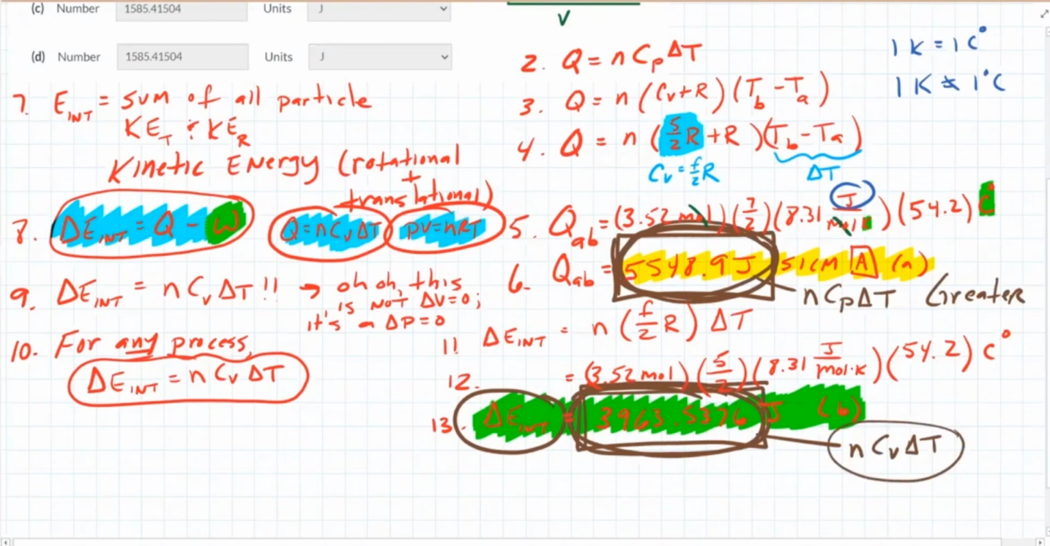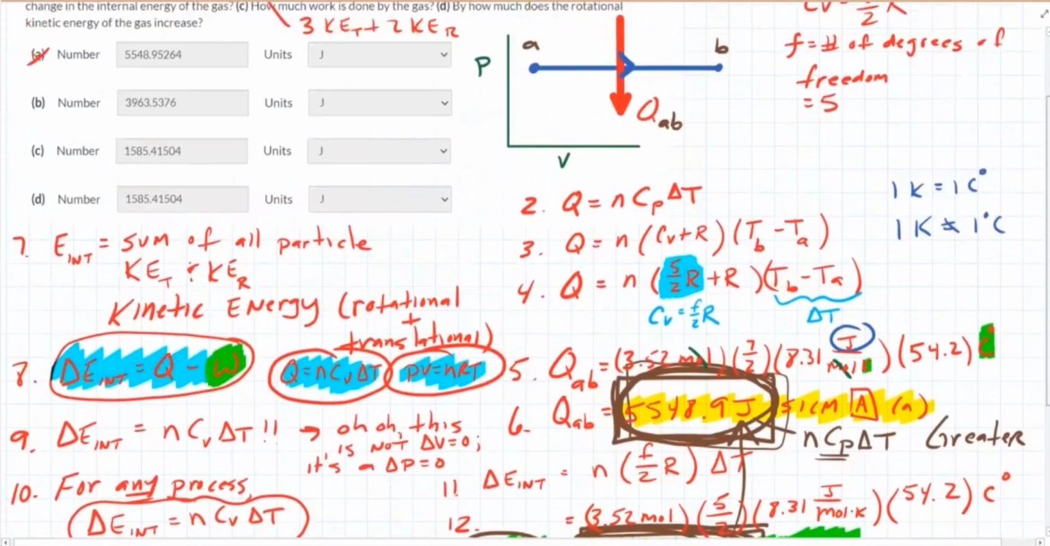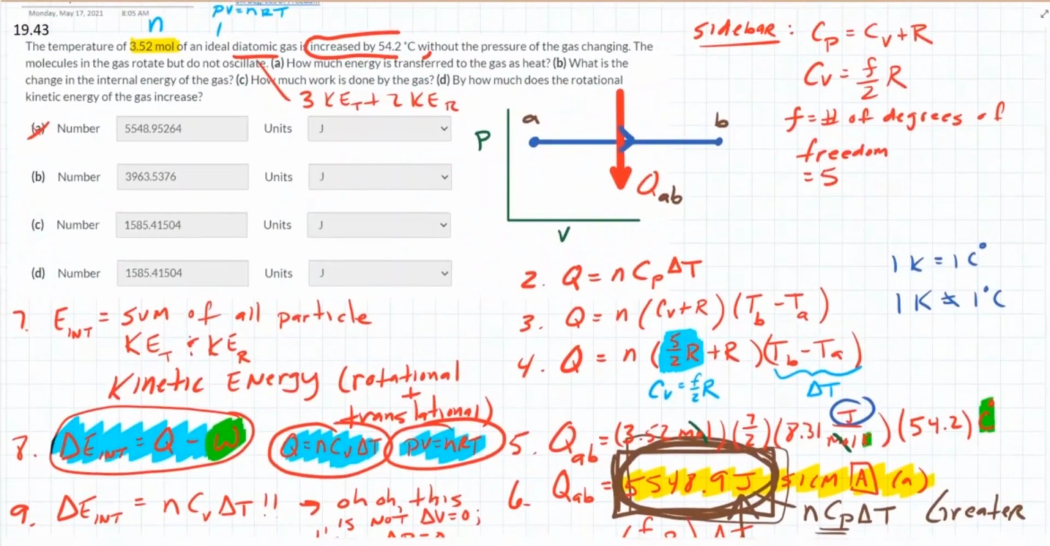This number is smaller than this number because here the volume is allowed to change. So because the volume is allowed to change, that means work has to be done. So 5548 equals 3963 plus some amount of work, because some amount of work had to be done in this case to deal with expanding the volume. Okay, so anyway, I'm breaking a sweat again. Hopefully you'll understand that. If not now, then soon. That's going to be very empowering.